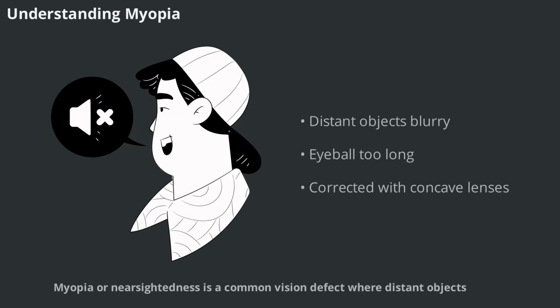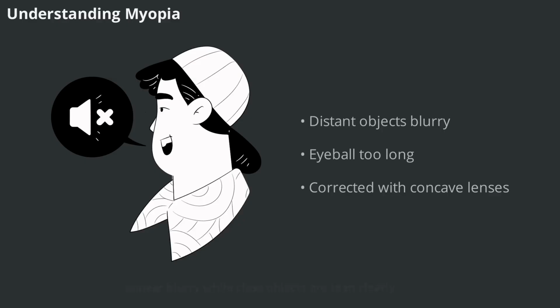Myopia, or nearsightedness, is a common vision defect where distant objects appear blurry while close objects are seen clearly. This occurs when the eyeball is too long or the cornea is too curved, causing light to focus in front of the retina.